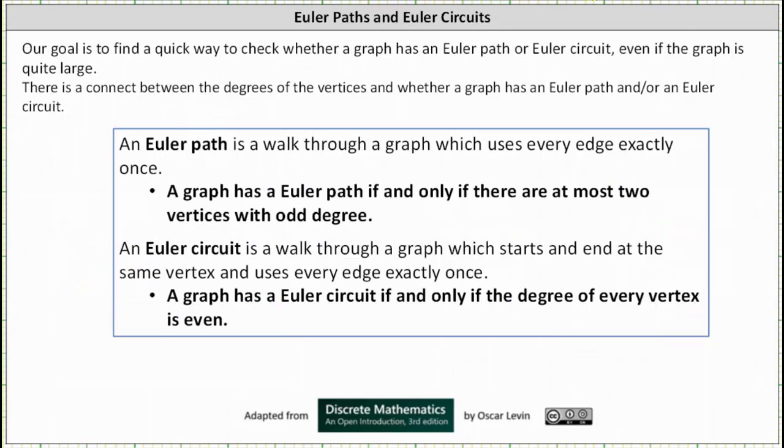So again, the goal here is to find a quick way to check whether a graph has an Euler path or an Euler circuit, even if the graph is quite large. And again, there is a connection between the degrees of the vertices and whether a graph has an Euler path and/or an Euler circuit. A graph has an Euler path if and only if there are at most 2 vertices with odd degree. So if all the vertices have an even degree, or at most 2 vertices have an odd degree, then the graph will have an Euler path. A graph has an Euler circuit if and only if the degree of every vertex is even.